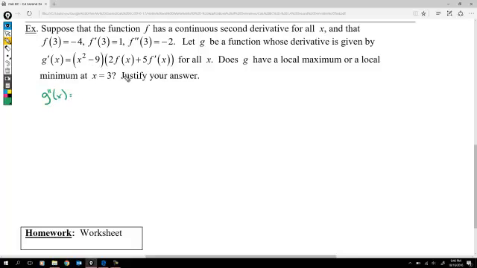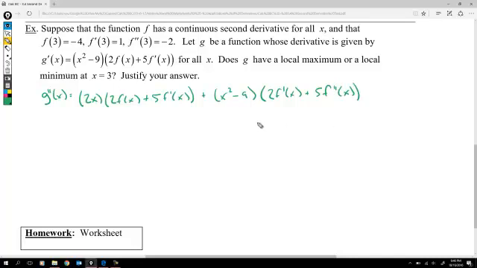So here I have a product of two functions, so let's use product rule. All right, so first my derivative will be 2x plus, and then x squared minus 9, and then times the derivative right here. So 2f prime of x plus 5f double prime of x. All right, this isn't going to matter as much. So I'm wanting to evaluate at 3. So let's plug in 3 and see what happens.